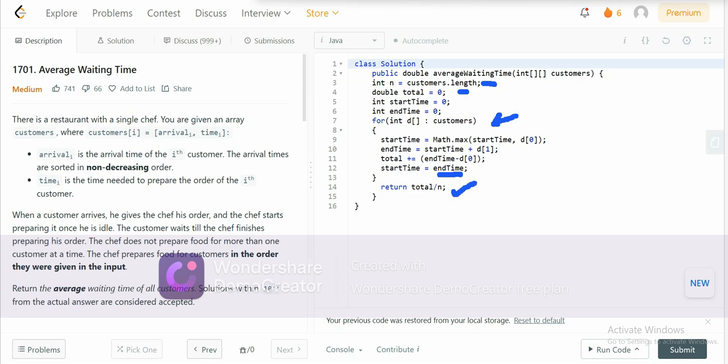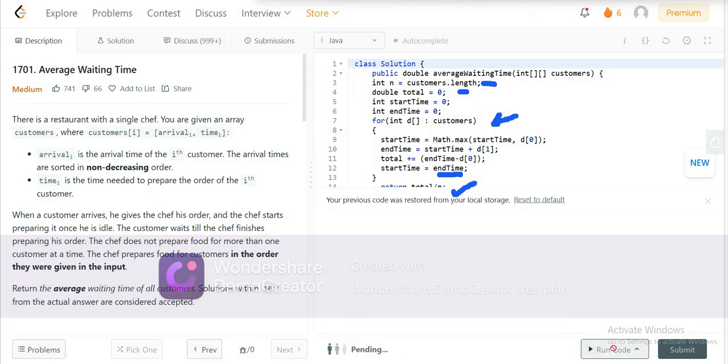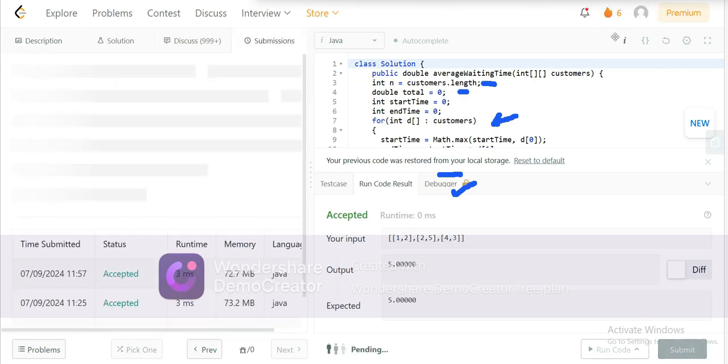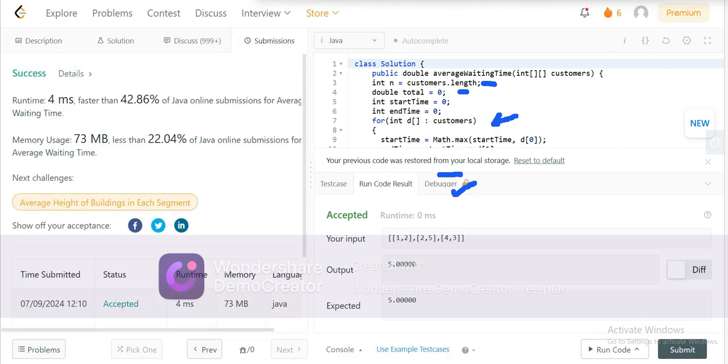So let me execute this code. I'm executing the code. Yeah, it is working fine. Let me submit as well. So I am submitting it. Yeah, so this is done.